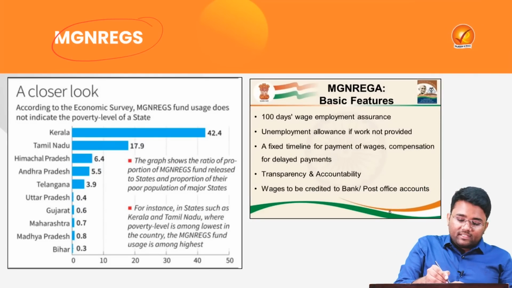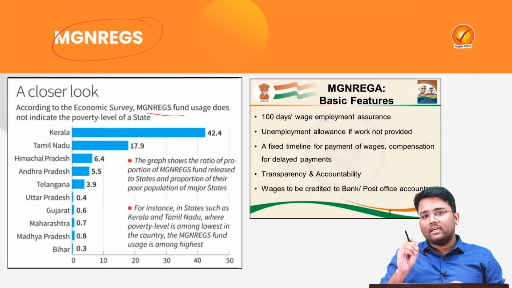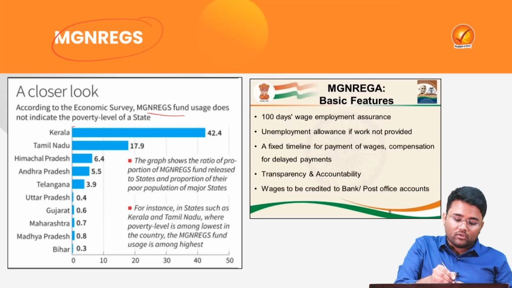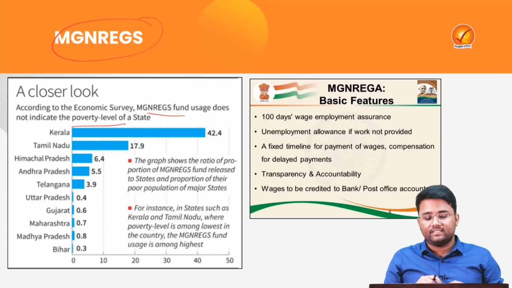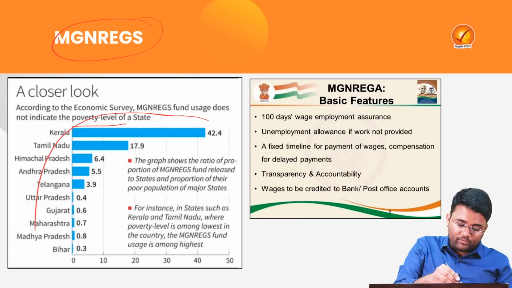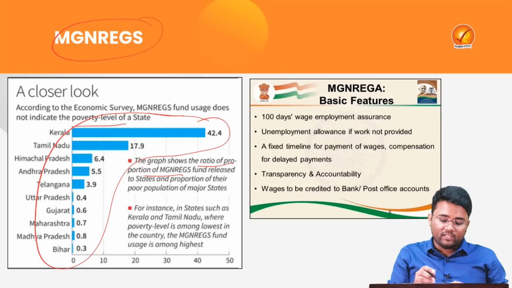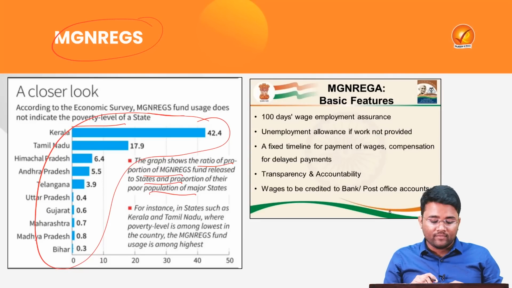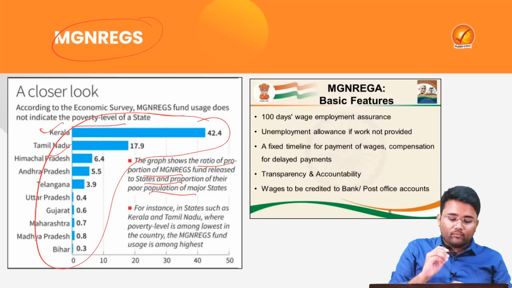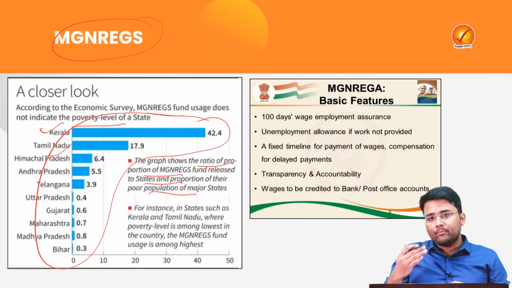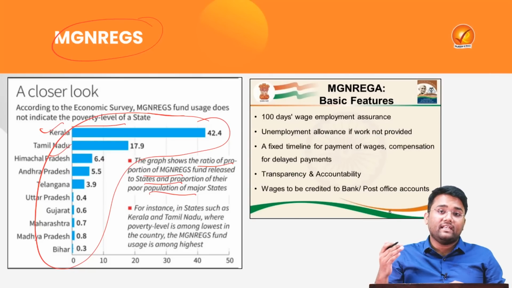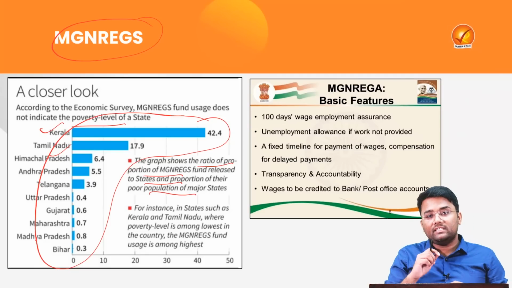Next, the MGNREGS. So the Economic Survey says that the MGNREGS fund use does not indicate the poverty level of states. The graph that has been presented by the survey shows the ratio of the proportion of the MGNREGS fund released to states and the proportion of their poor population of the major states. In states such as Kerala and Tamil Nadu, we see an uptrend in the use of MGNREGS funds, but these are the states where the poverty level is very low.